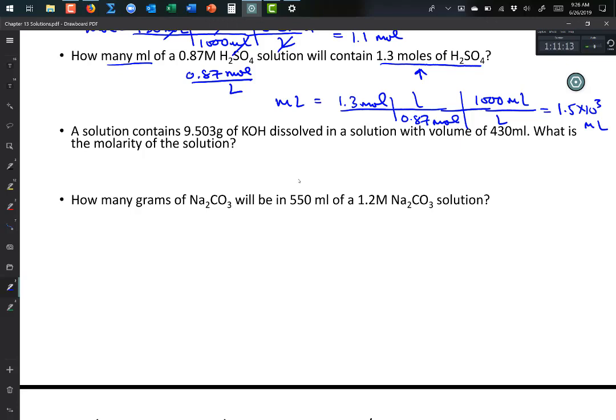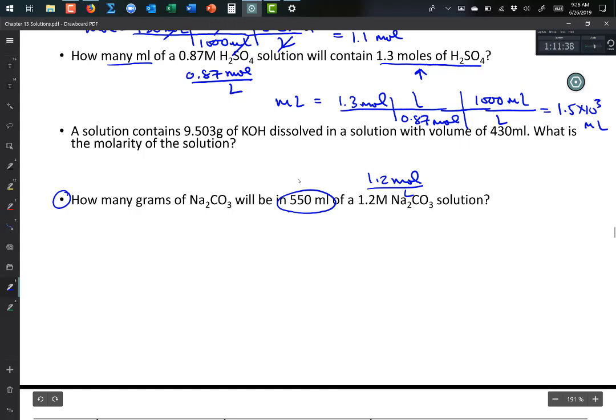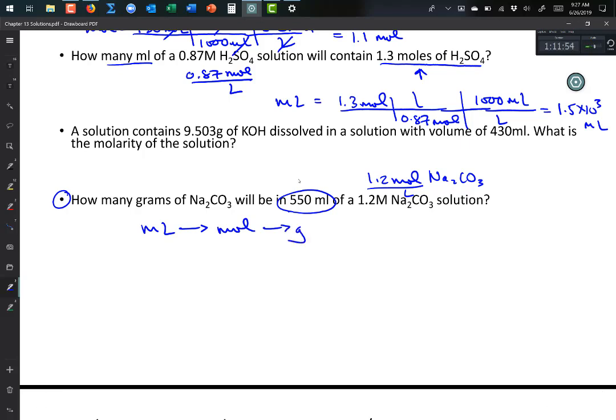So we're going to do the last one. I'll leave the other one for you guys to do. It says, how many grams of sodium carbonate will be in 550 mils of 1.2 molar sodium carbonate? So what we're going to start with is this. We need to remember there's 1.2 moles per liter of sodium carbonate. If you're thinking about mapping this out, we're going to go from milliliters to moles, and then we'll go to grams. And you need to find the molar mass of sodium carbonate. I'll find that for you and give that to you real quick so you don't have to do it.